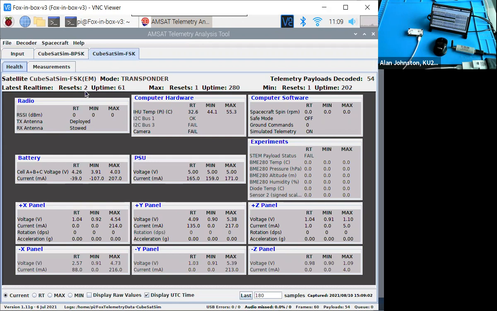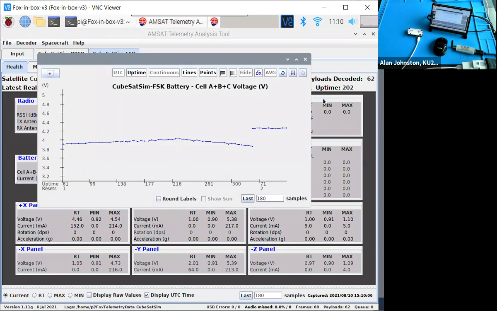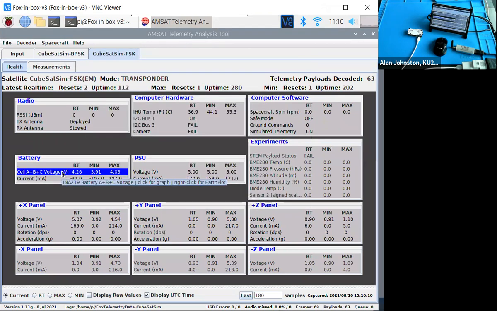Okay, so let's have a look at things under the battery box here, and it has a voltage, cell A plus B plus C, and current. So the CubeSatSim has 3 nickel metal hydride cells, and nickel metal hydride batteries have a nominal voltage of about 1.2 volts per cell. So all 3 of them together would be 3.6 volts as its nominal, and if it's fully charged, it could have a voltage as high as 4.3 volts. And if you look here, right there, you can see that the current voltage is 4.26 volts. So that's actually quite a high voltage, saying that the simulated batteries are fully charged.